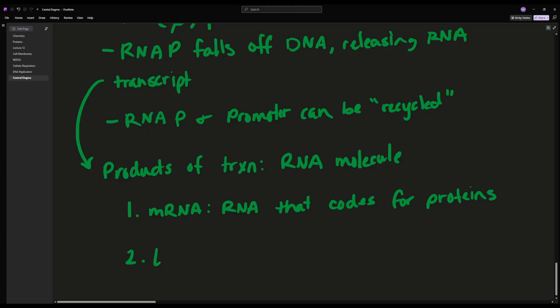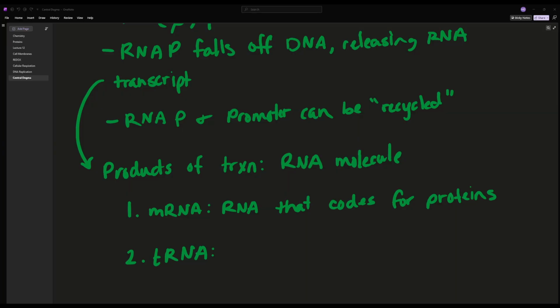Okay? Next, we have the tRNA, or the translator RNA. Transfer RNA? It's getting late when I call it a, what's it called? A translator RNA. It is a transfer RNA. There we go. I know how words work.